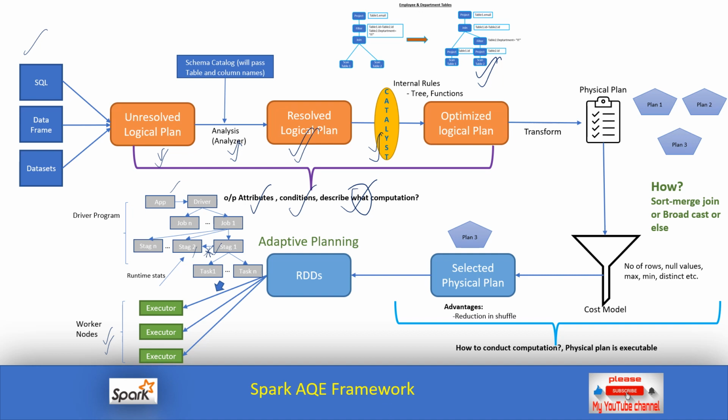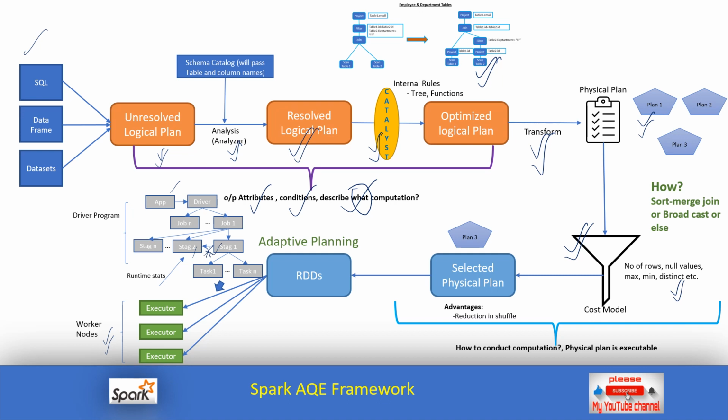Now, after that, what happens? Transformation will come into the picture. The transformation engine will transform this into different physical plans, plan 1 to plan n, and then we'll apply a cost model. Because we have all the stats available: how many rows are there in the tables, how many null values are there, what is the maximum, what is the minimum, what is the distinct count in each attribute and field. We already have that information. We'll pass through that cost model.